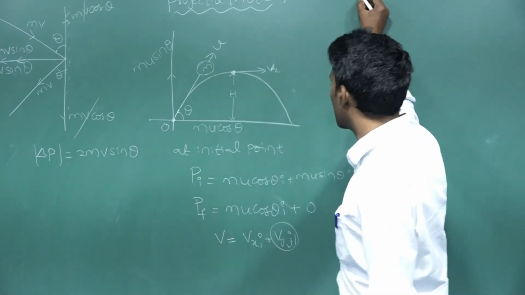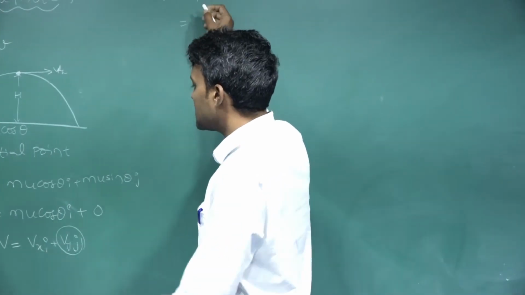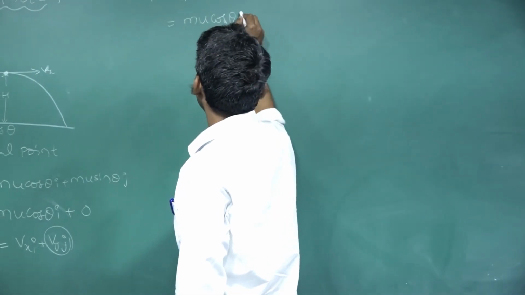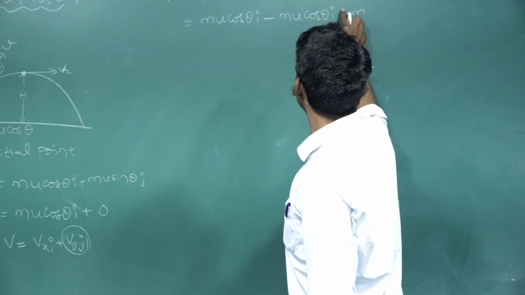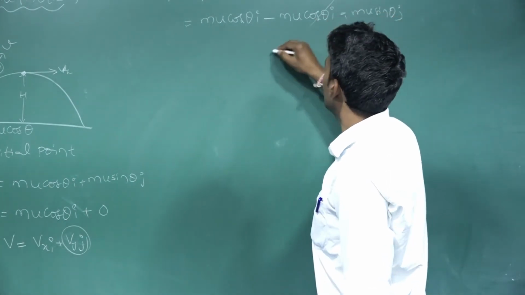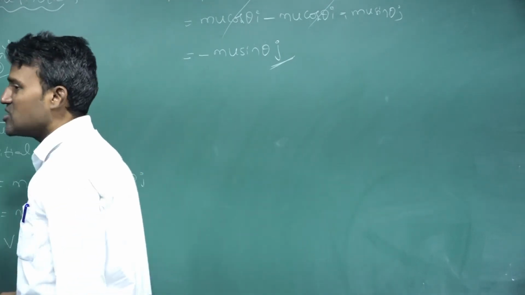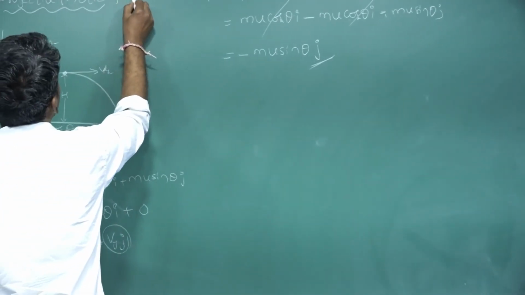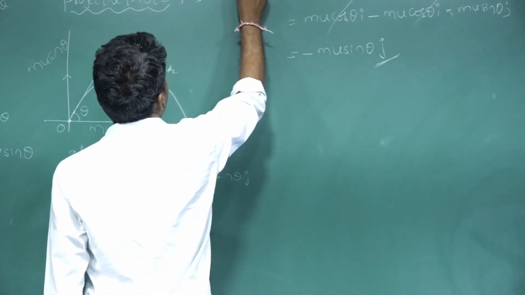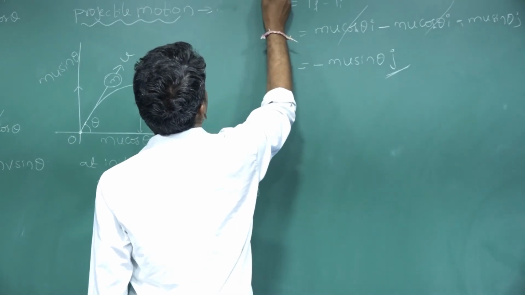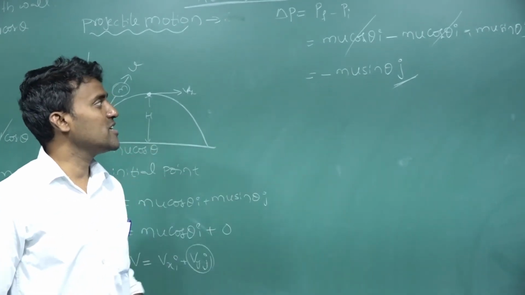Now total change in momentum, how you can write, so dp is equal to final momentum minus initial momentum. Final momentum is equal to mu cos theta i, and initial momentum is equal to mu cos theta i plus, minus into plus minus, so mu sin theta j. Here mu cos theta gets cancelled, minus mu sin theta j. So at the highest point of projectile motion, change in momentum is equal to minus mu sin theta j.